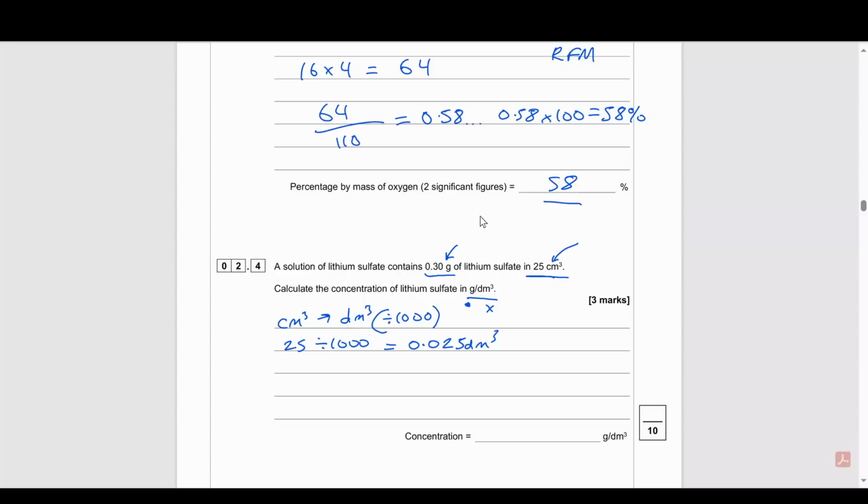How do we calculate the concentration? Well, our formula for concentration equals mass divided by our volume. So if our mass, we know, is 0.30 grams, our volume in decimeter cubed is 0.025. What we do is put that into a calculator and we get a concentration of 12 grams per decimeter cubed.